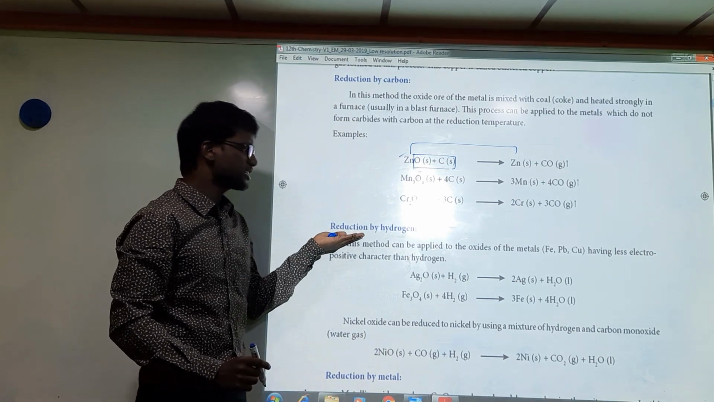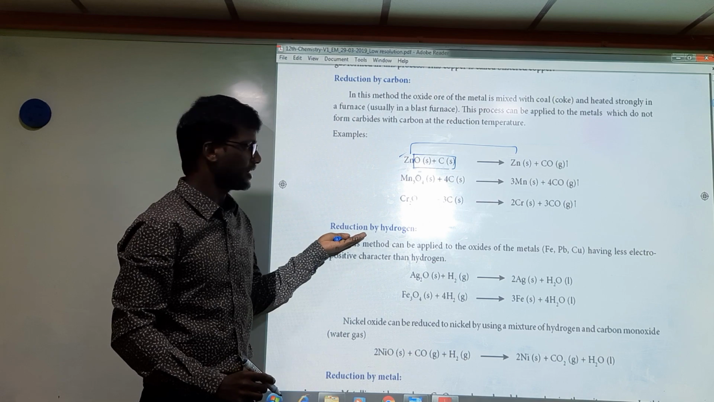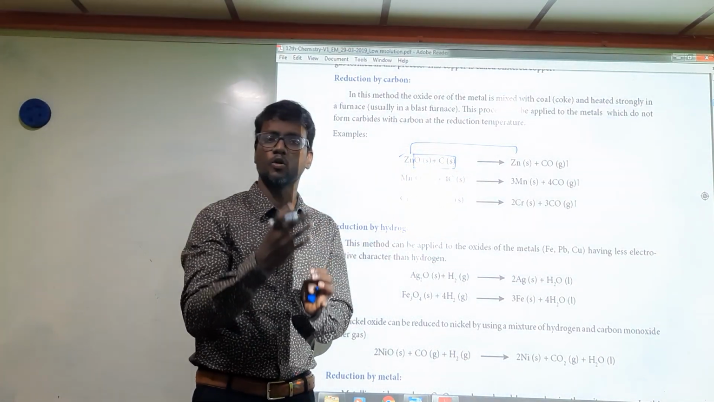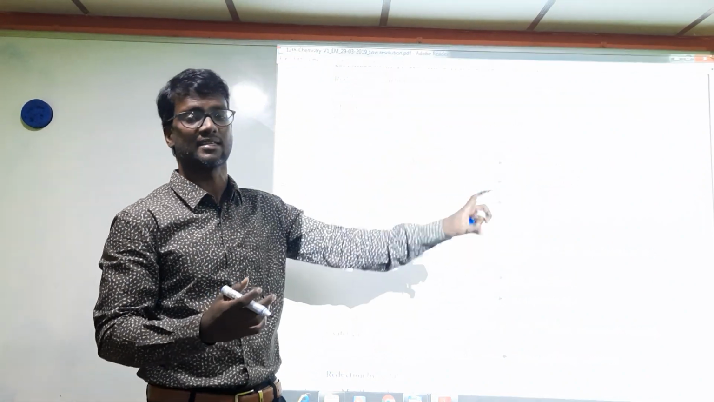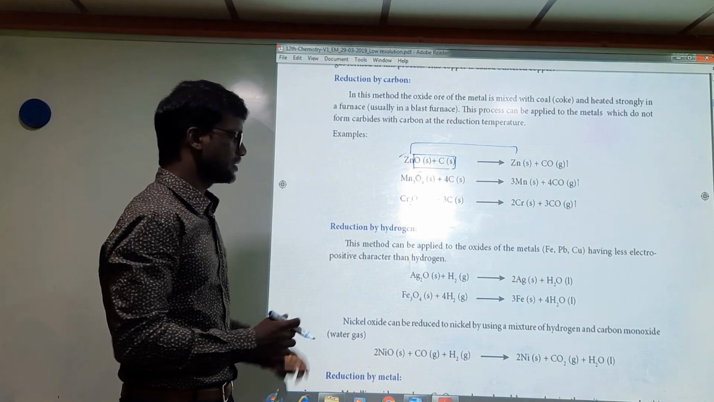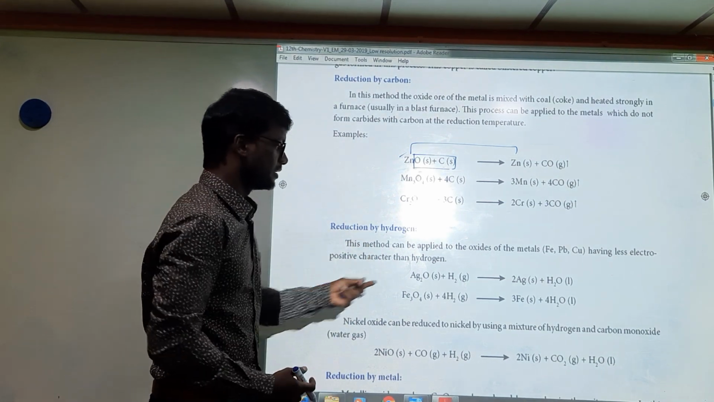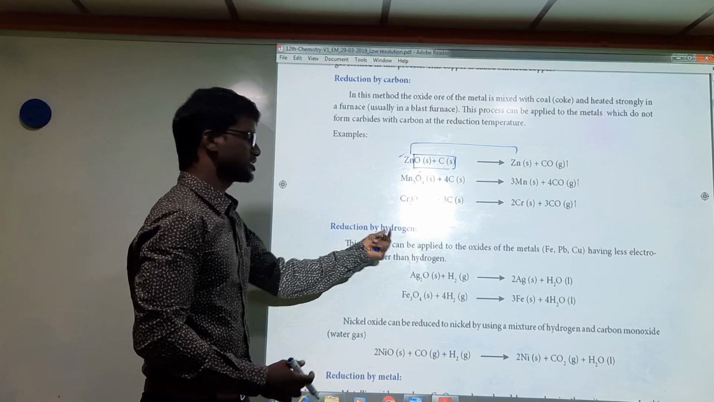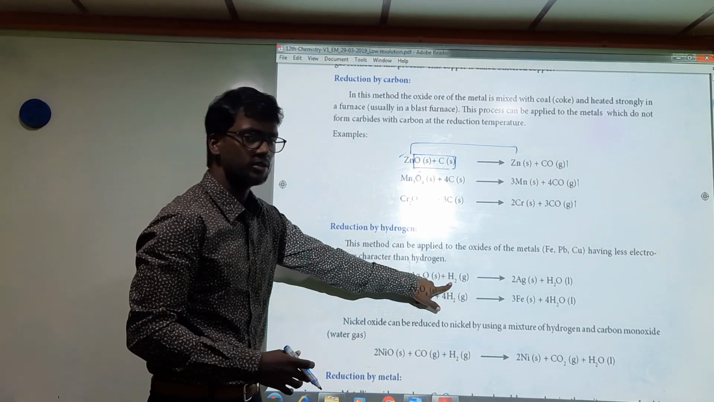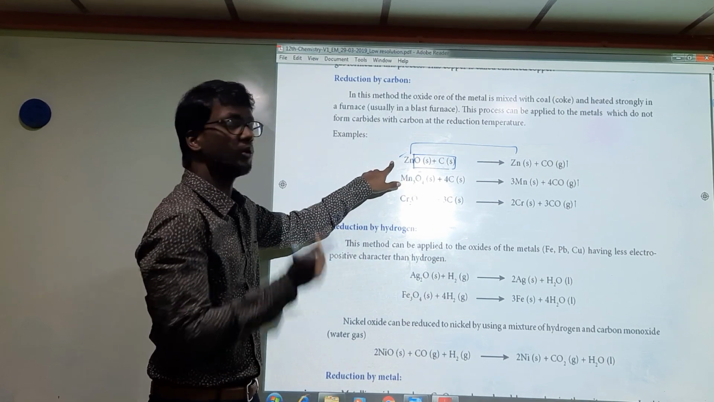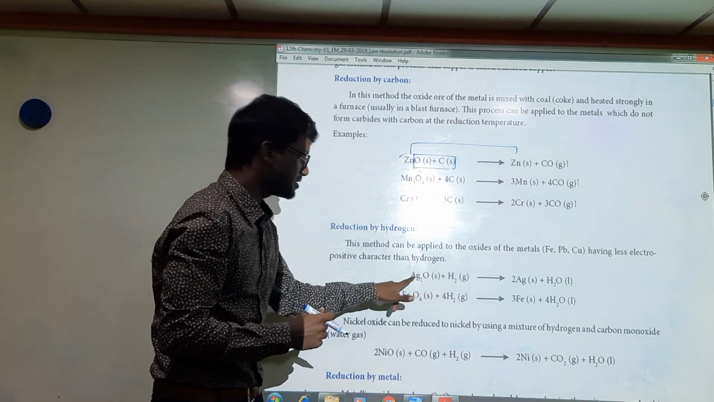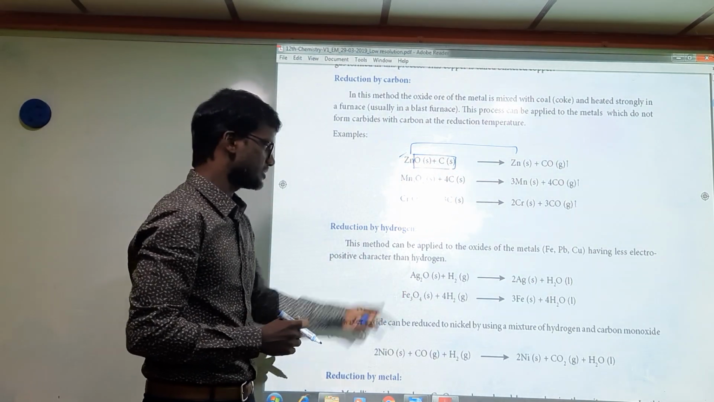Next we will go to reduction by hydrogen. Again, hydrogen is one more reducing agent. The only thing you have to choose is what metal you are going to extract and which will be the exact proper reducing agent. Some metals which are less electropositive than hydrogen, you can go for reduction by hydrogen. For example, if you take zinc oxide, I can't use hydrogen to reduce zinc because zinc is more electropositive than hydrogen. Hydrogen cannot displace zinc, but it can displace silver, it can displace iron. The example is given over here.